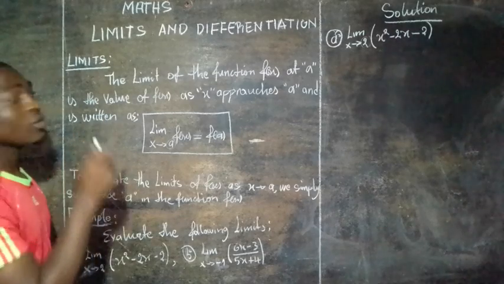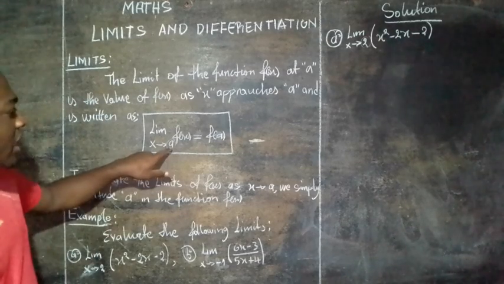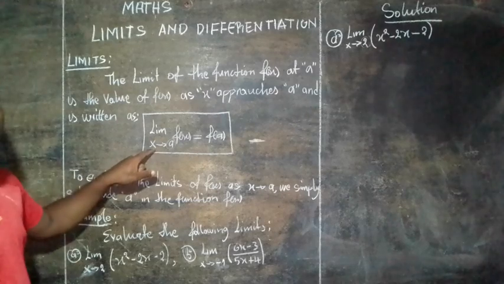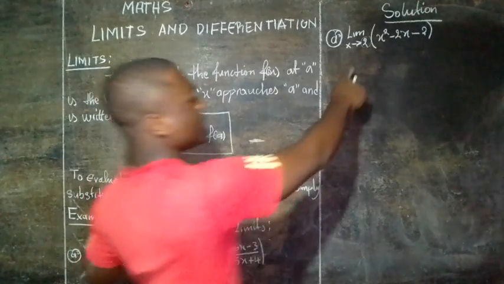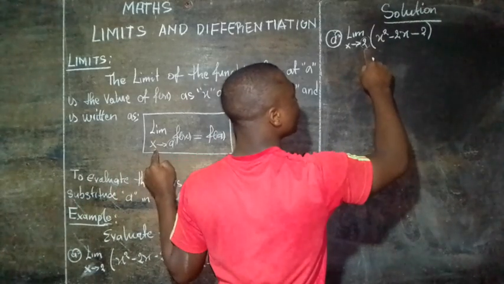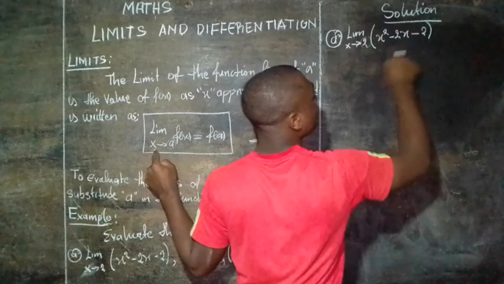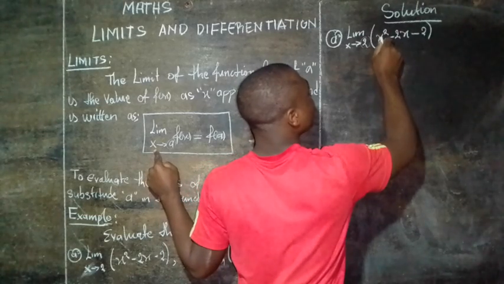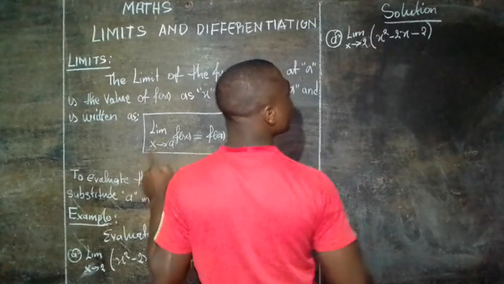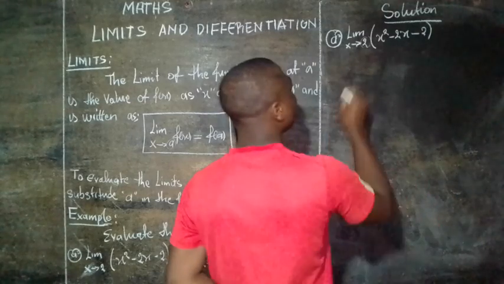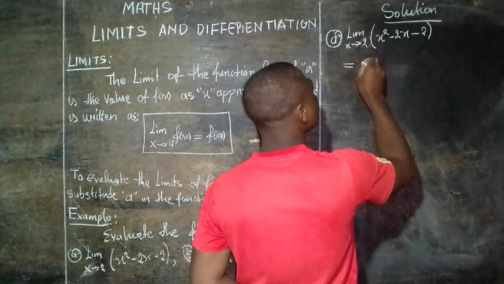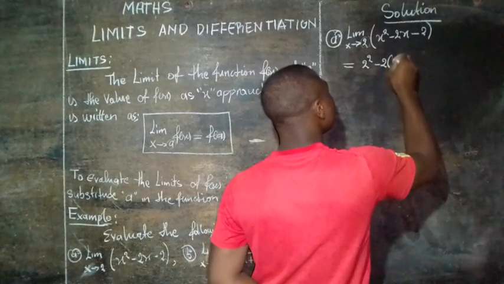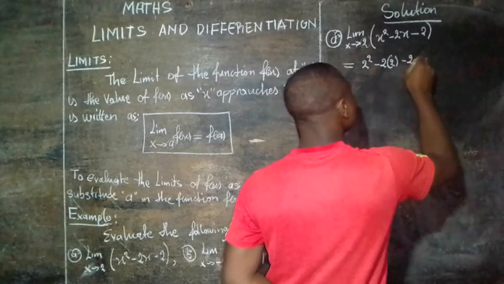In that case, it is 2. So, we shall be putting a in the function f of x wherever we have x. So, coming back to our example, we shall be putting 2 in the place of x in the function f of x. It means in this function, wherever we have x, we shall be replacing it by 2. So, applying that, what do we have? We shall be having 2 squared minus 2 into 2 minus 2.